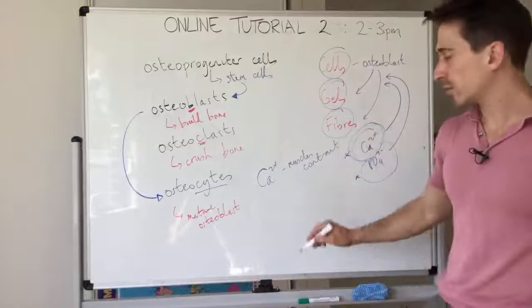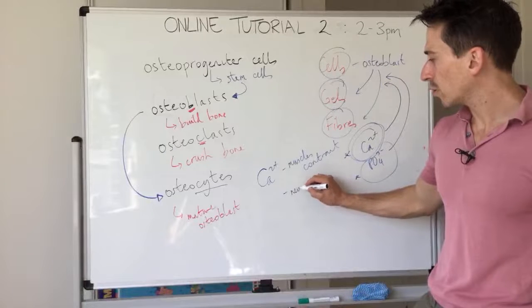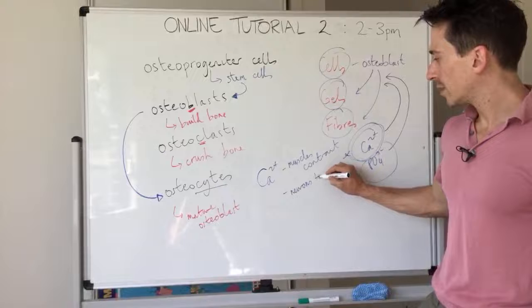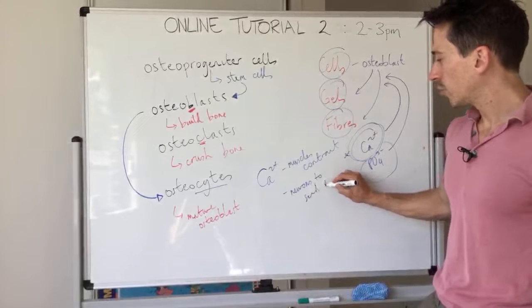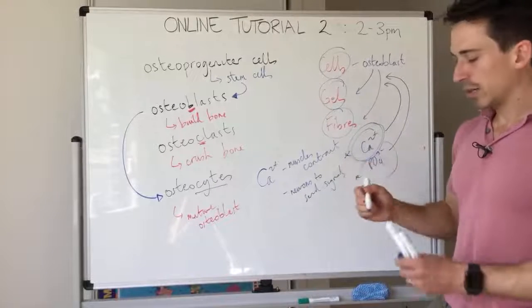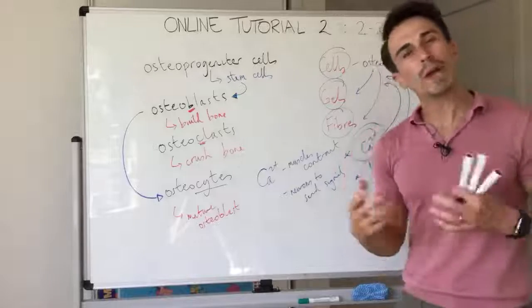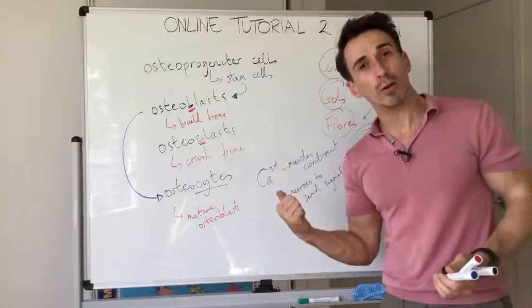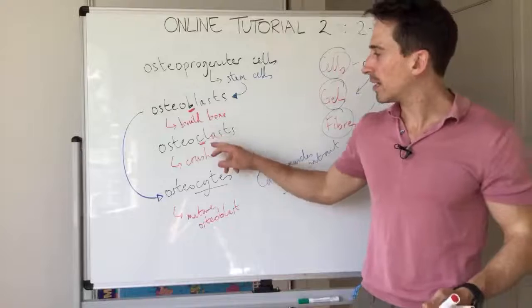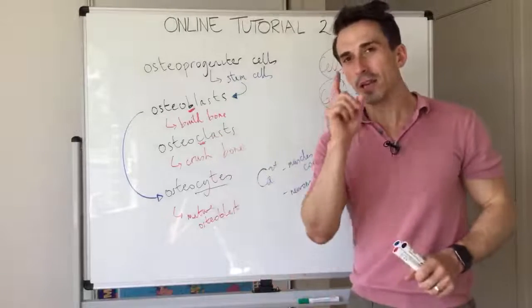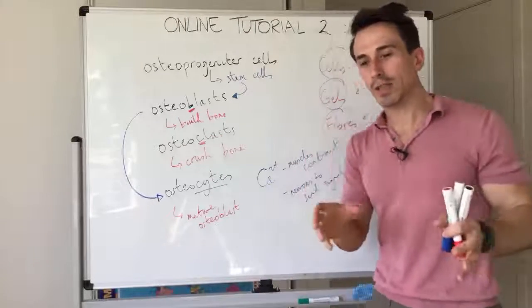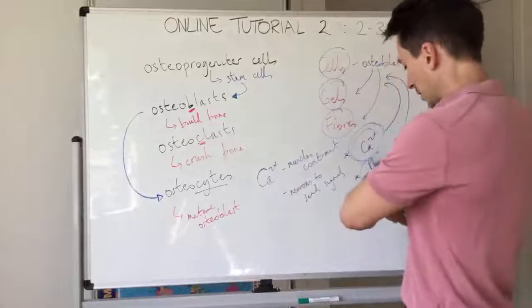Another important thing that calcium does is allows for your neurons to send signals. Two really important things here. So if we don't have enough calcium, where can we get it from? We can pull it from the bone. How? We need to stimulate the osteoclasts. So this now leads us on to calcium homeostasis. So let's take a look.